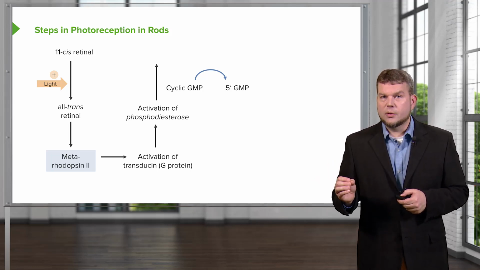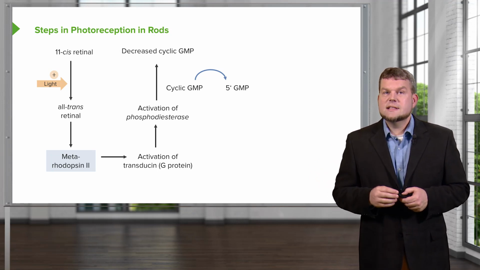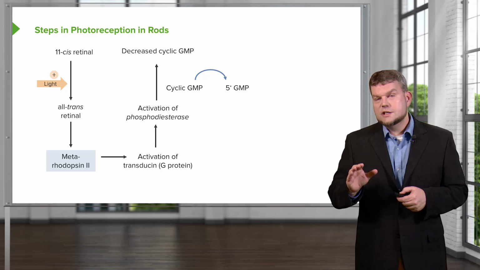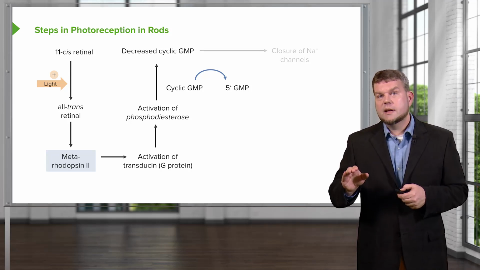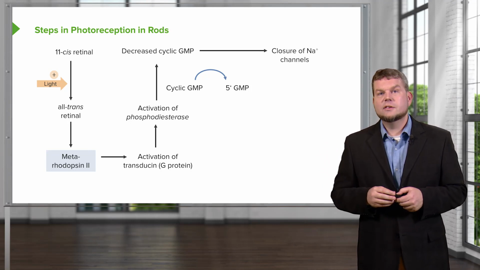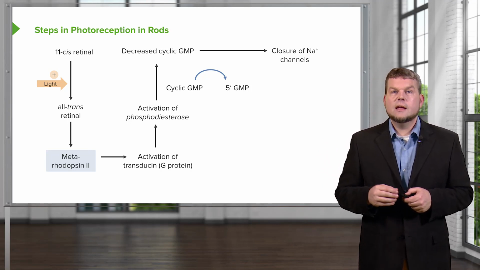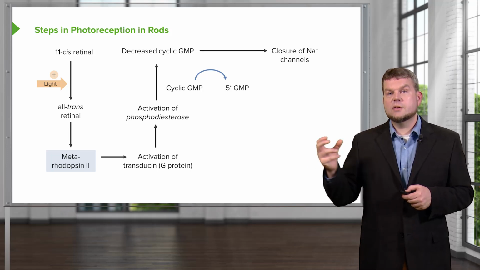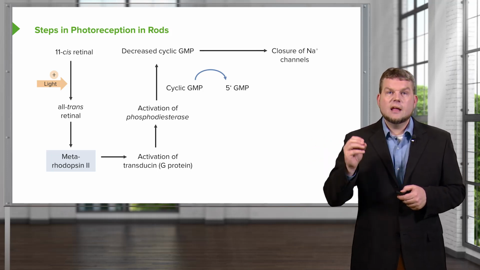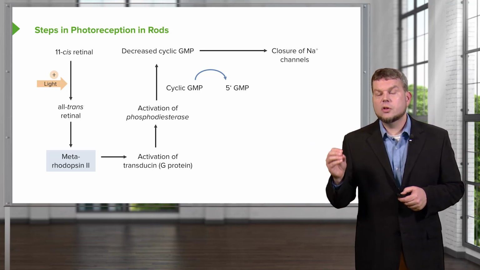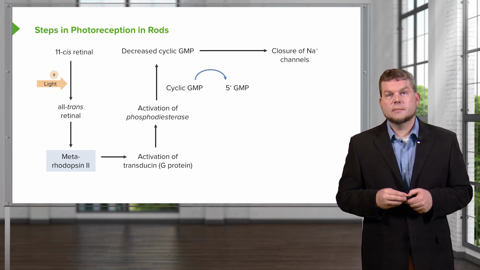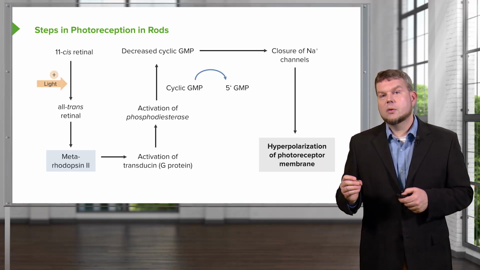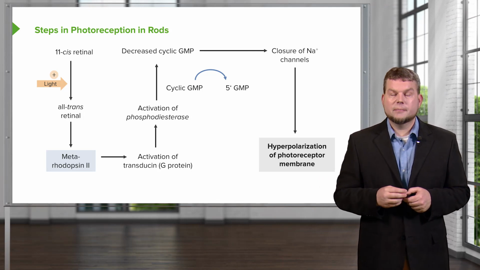Why this becomes important is it decreases cyclic GMP within the cell. Cyclic GMP has an important function in that it is linked to sodium channels. If you have high levels of cyclic GMP around, you'll have these sodium channels open to a greater degree. If you decrease cyclic GMP, you close these sodium channels. The closure of the sodium channels hyperpolarizes the photoreceptor membrane.